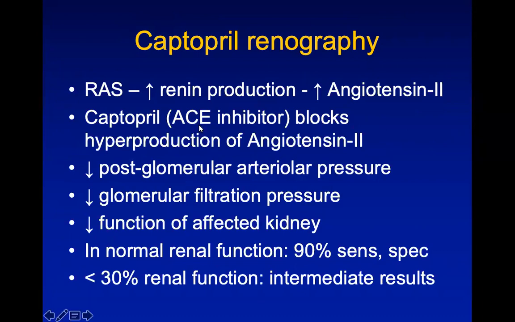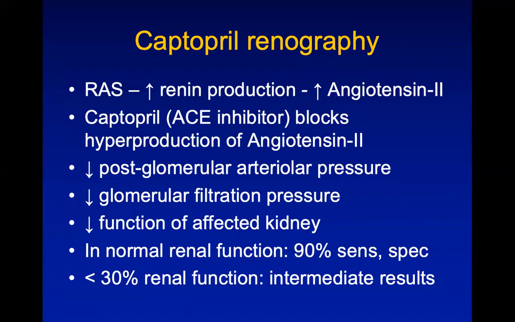Now, captopril renography is dependent on the function of the renin-angiotensin system. I won't go into the details. You all know how the renin-angiotensin system works. Captopril is an ACE inhibitor. It blocks the hyperproduction of angiotensin 2. Now, how does that work? It reduces the post-glomerular arteriolar pressure, causing a fall in glomerular filtration, which reduces the function of the affected kidney.